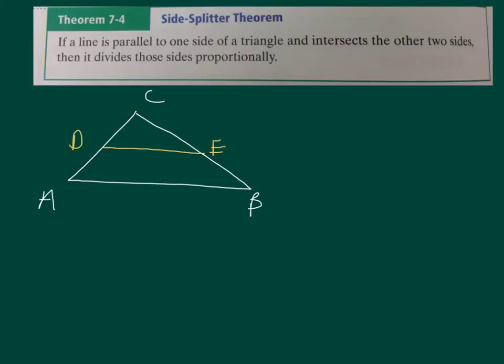So, if we look at triangle ABC, the white triangle, and then we have segment DE. And if DE is parallel to AB, then what they're saying is DC over AD has got to equal CE over BE.